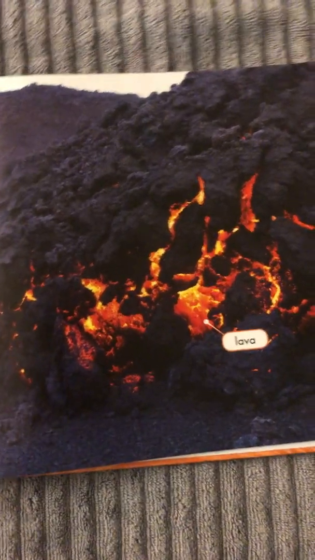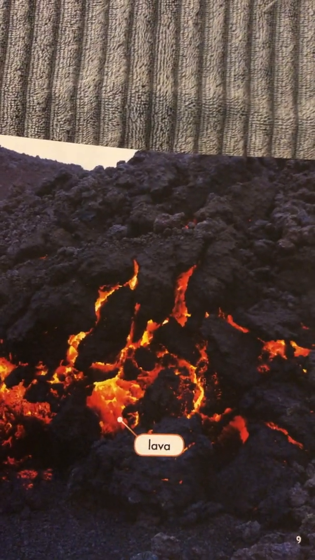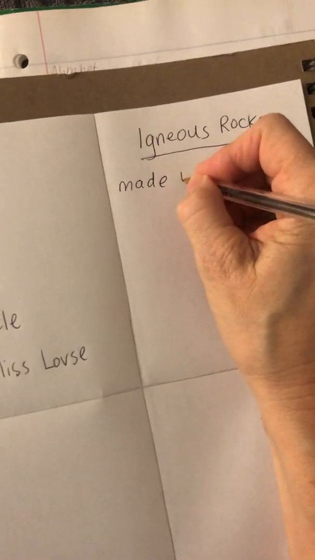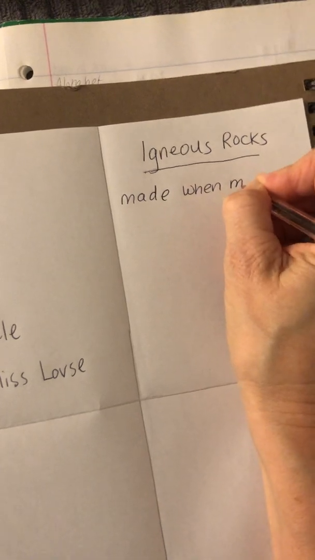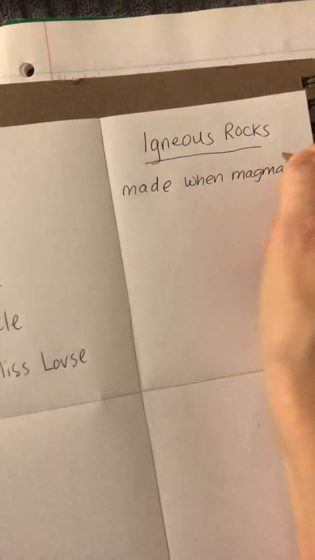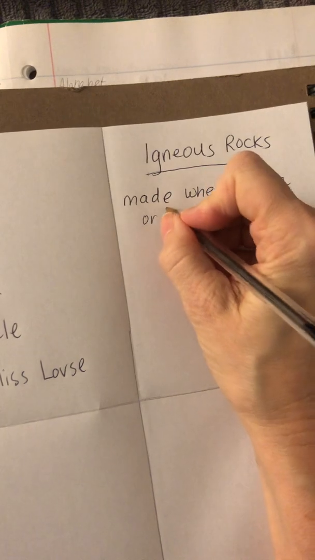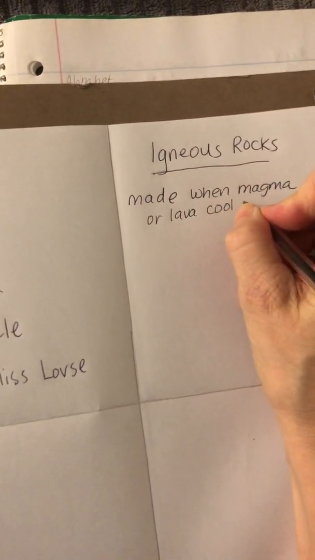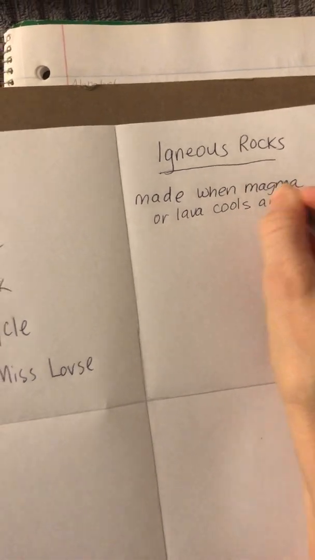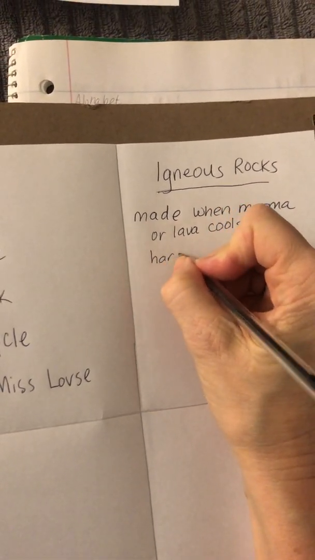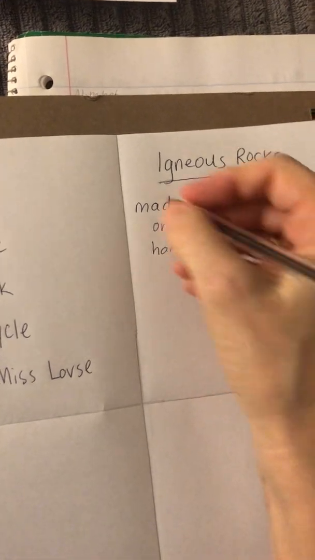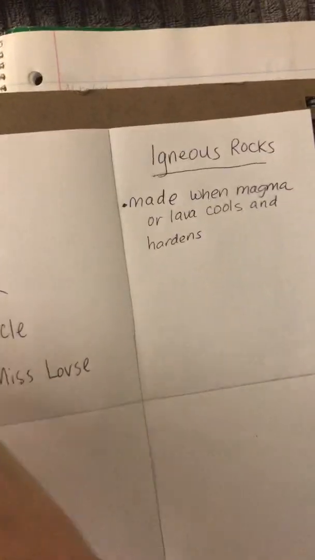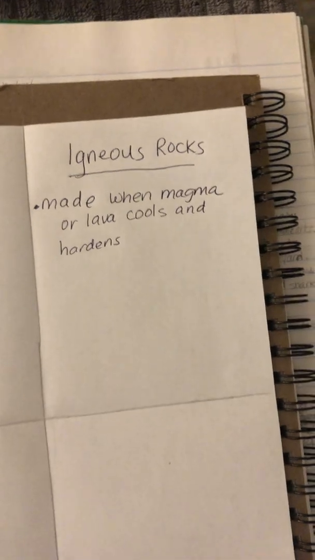Okay, I heard something important there. Made when magma, which is lava underneath the ground, or lava cool and hardens. Okay, I'll put a little dot there because that's my first one. Okay, got that? Okay, let's keep going.